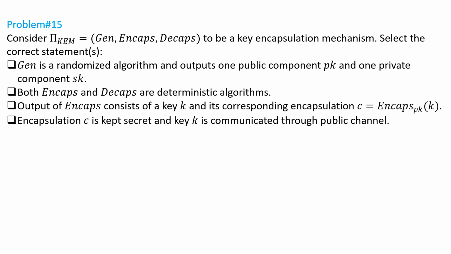Okay. And then encapsulation outputs a key K. This key K is actually chosen uniformly at random from some key space. Then the encapsulation operation is performed on this key K using the public key PK, and you get the encapsulation of key K as C. So K and C both are outputs of the encapsulation algorithm, while C is the encapsulation of key K with respect to PK.